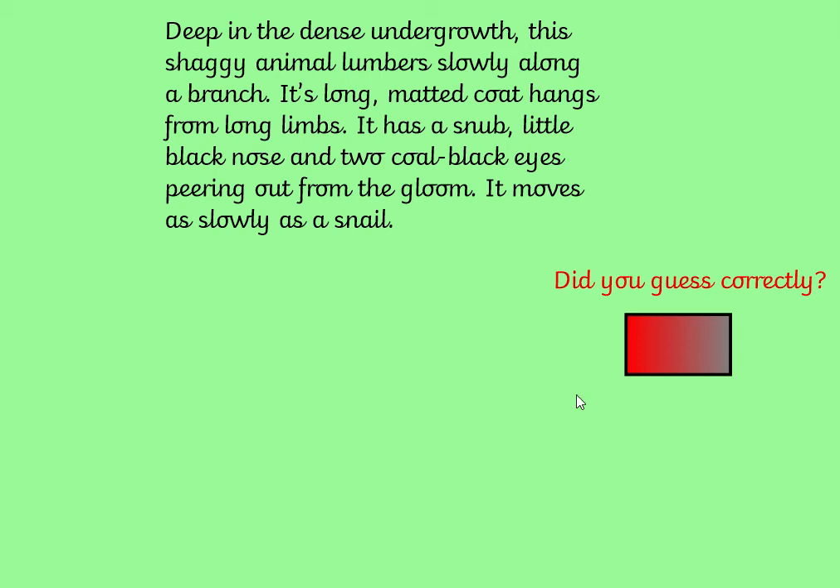Okay, did you guess correctly? It was a sloth. Well done if you got that. Again, some keywords that give it away, things like lumbers rather than walks, because we know sloths move really slowly, lumbers slowly along a branch. And again, a long matted coat, that means it's all kind of tangled and messy, not sleek and glossy like we talked about the jaguar's coat. Okay, and again, another example of a simile at the bottom there, it moves as slowly as a snail.